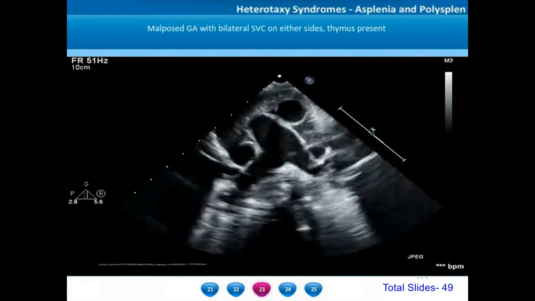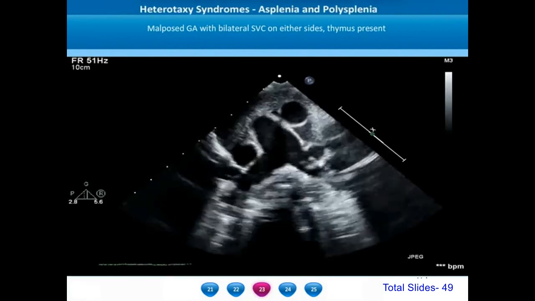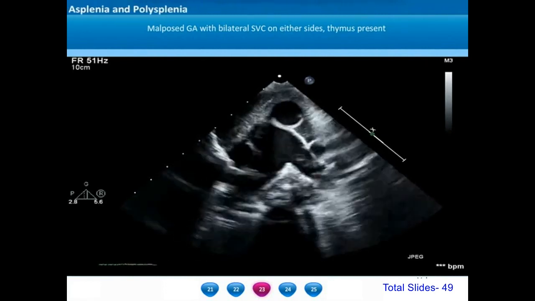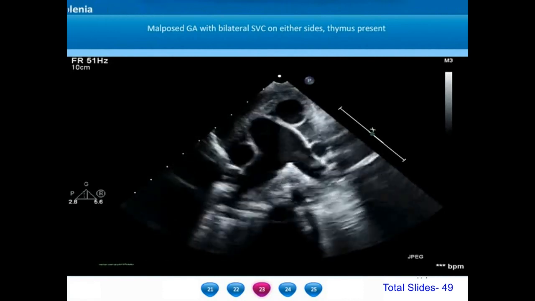You can also notice bilateral superior vena cava on either side of the great arteries. Bilateral superior vena cava again is seen in almost 2/3 of patients with asplenia, whereas only in 1/3 of patients with polysplenia.